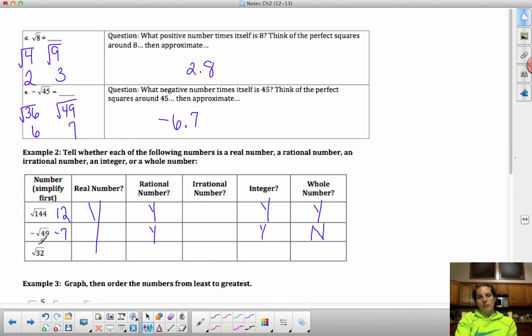Now the square root of 32. Is it on our list? Nope. Somewhere in between 5 and 6. So it's a decimal value. So could I write it as a fraction? No, because it's a radical that doesn't simplify. So it is not rational. It is in fact irrational, which means it can't be any of the others.